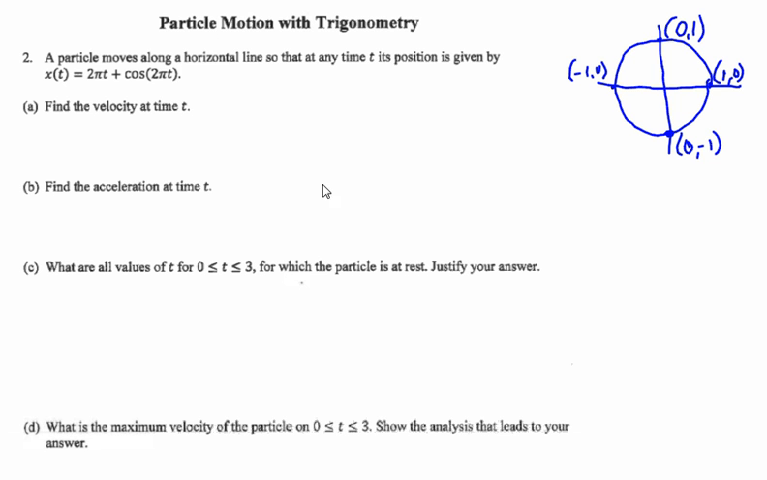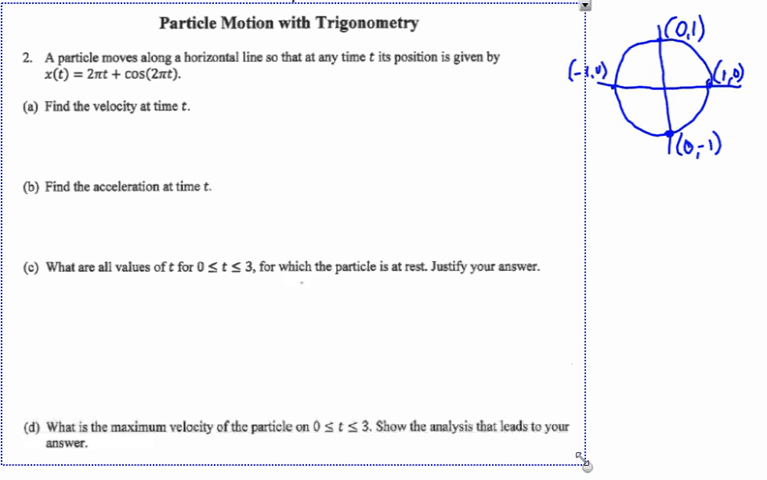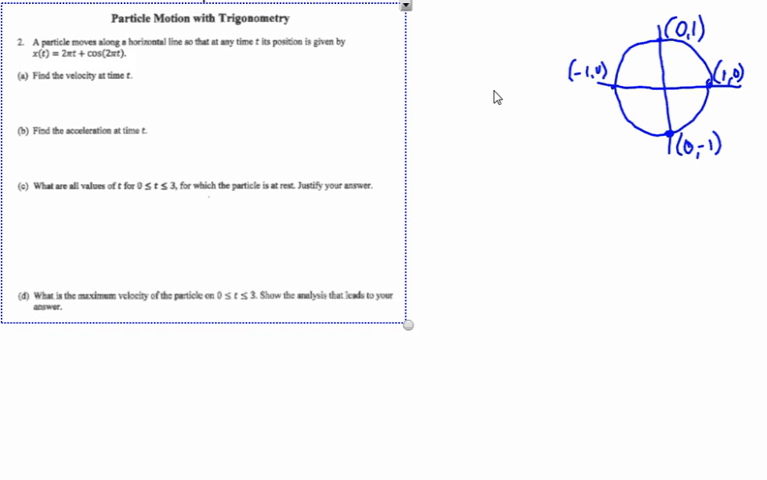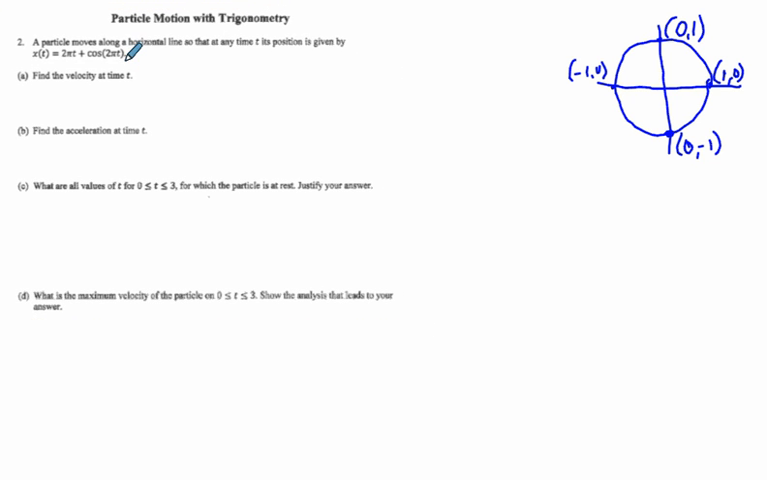What I'm going to do is shrink the text of this problem here to leave more room for writing our answers. Okay, a particle moves along a horizontal line so that at any time t its position is given by x of t equals 2 pi t plus cosine of 2 pi t. And part A is find the velocity at time t.